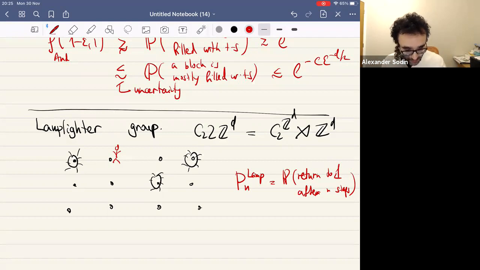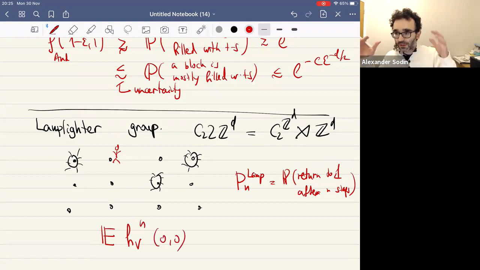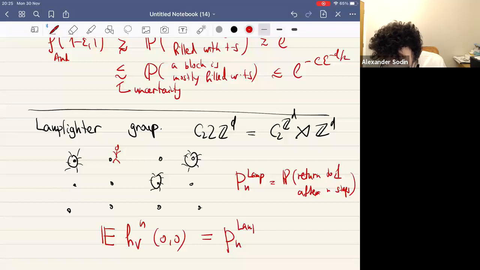The connection of this to the Anderson model is that if you look at our Anderson operator, raise it to the power n, take the (0,0) matrix element, the matrix element corresponding to the origin, for example, and then average over the randomness, then you exactly get this lamplighter return probability. This is a well-known fact, I believe. The left-hand side is exactly the moment of our integrated density of states. The right-hand side is the lamplighter return probability.